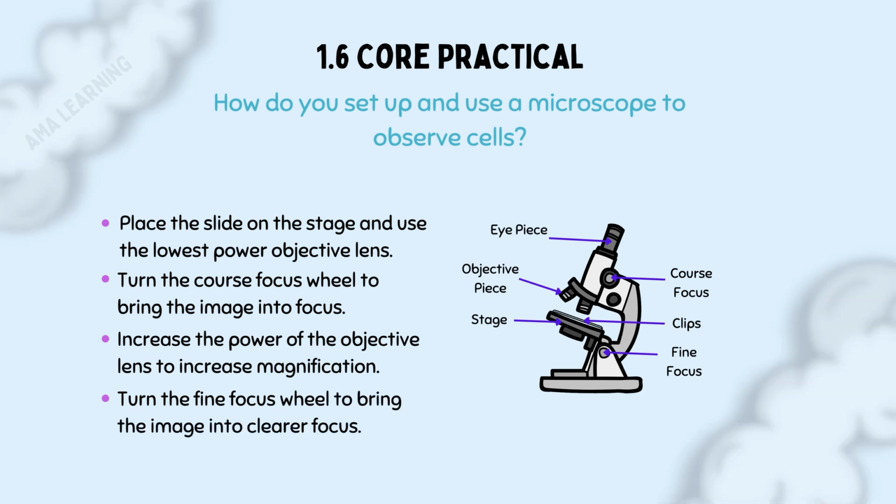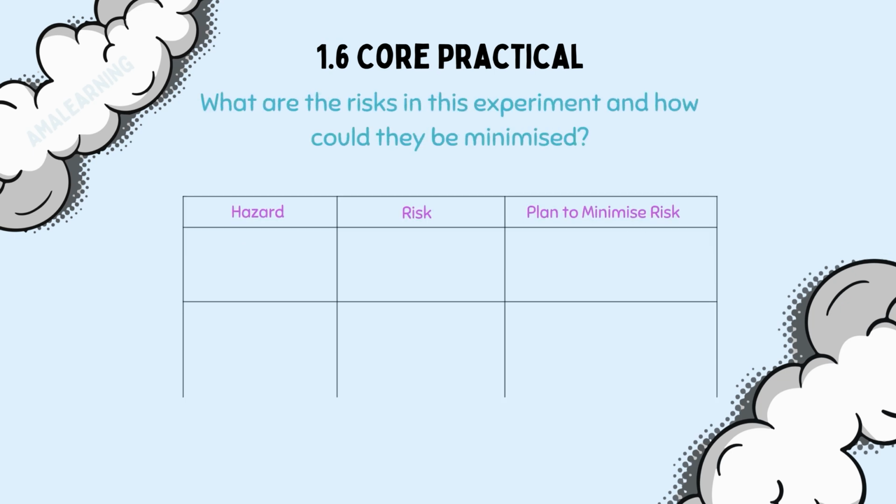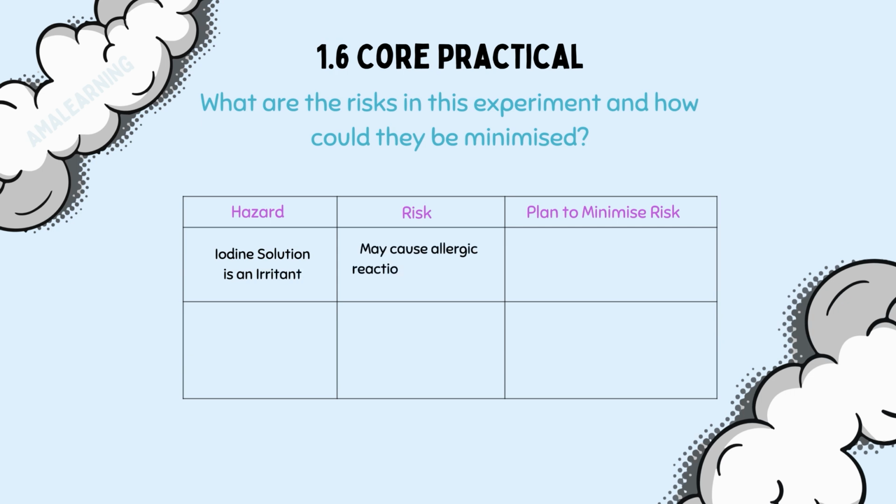As 1.6 is a core practical, you may be asked about the practical risks and how they can be minimized. Iodine solution is an irritant and may cause an allergic reaction or even a skin rash. If it does end up going onto your skin, wash the skin immediately, or prior to doing the experiment you could put on a pair of gloves. If the iodine solution does fall onto the desk, make sure that the spill is cleaned up.